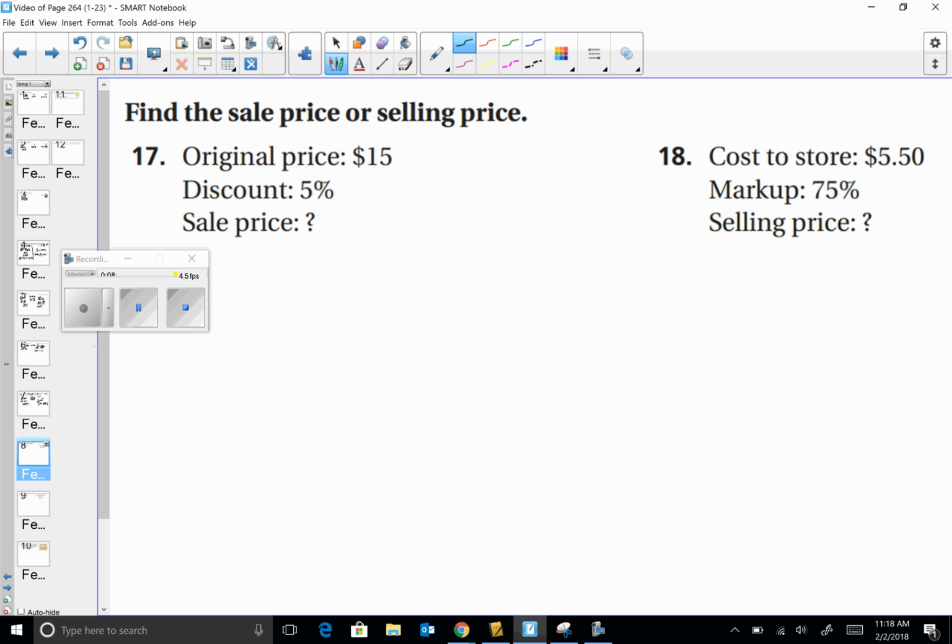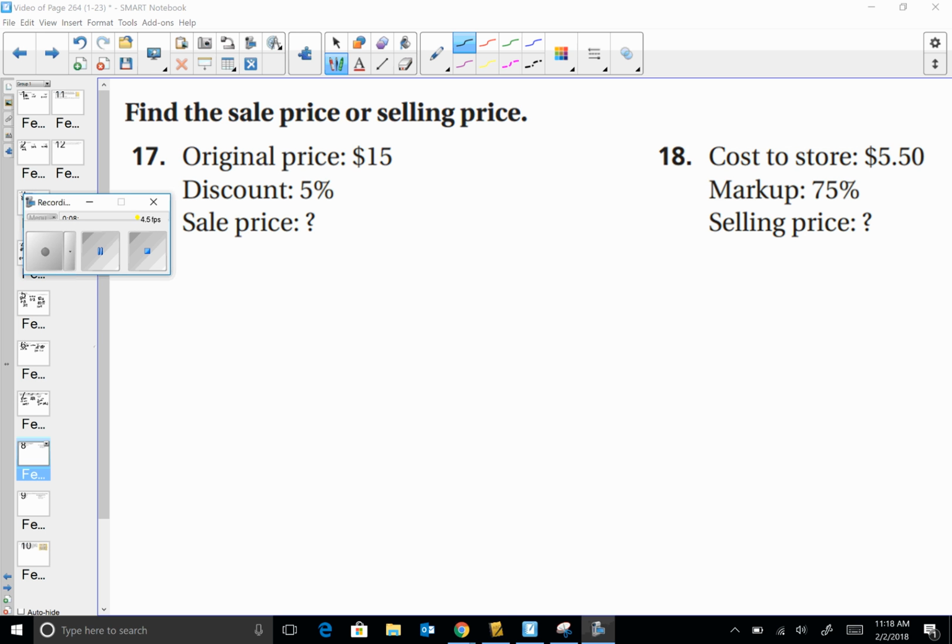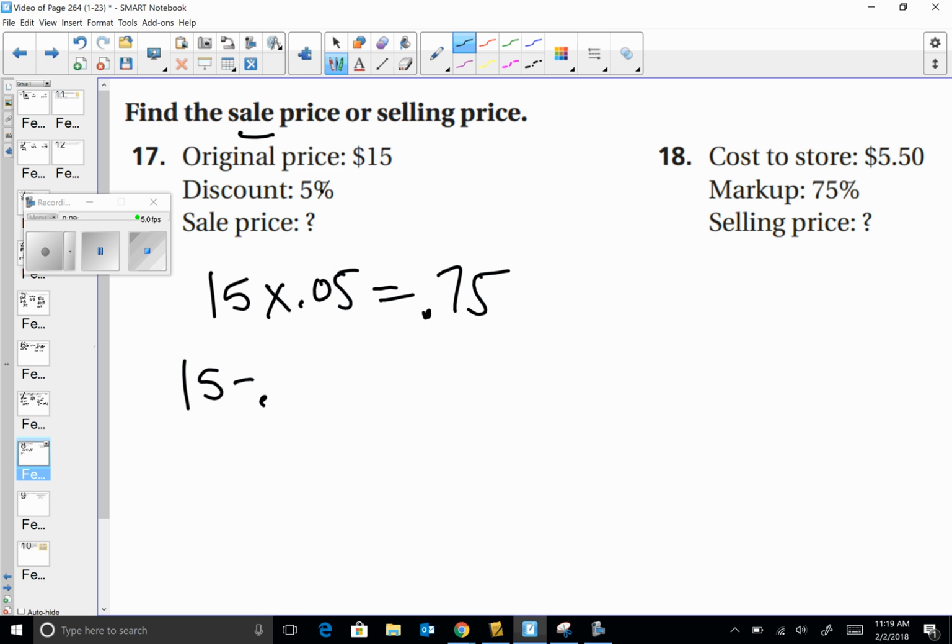All right, number 17. Okay, so we are trying to find the sale price, or the selling price, same idea. All right, so my original price is $15 and I get a 5% discount. So I'm going to do 15 times 0.05, and that gives me 75 cents. So I only get 75 cents. Jeez Louise, that's not much. So I'm going to take that $15 and subtract 75 cents. So the sale price is $14.25.